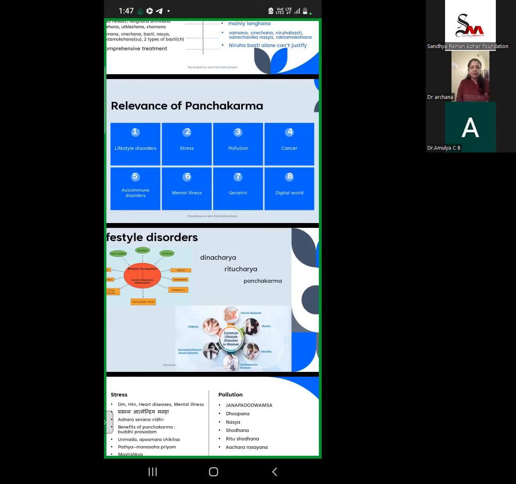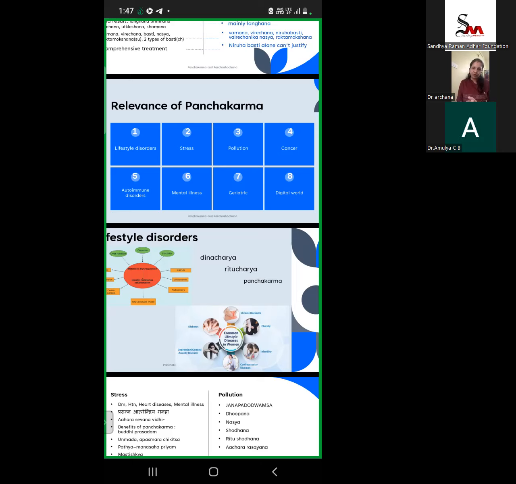Second is stress. We know stress is positive when we gain some result out of it. For example, if I tell you there will be no exam, no child will be interested to study. Positive stress is always needed, that to deliver something we should go through some positive stress. But when it becomes negative, when it starts affecting our mental health and physical health, then it is negative. So that is the second point.